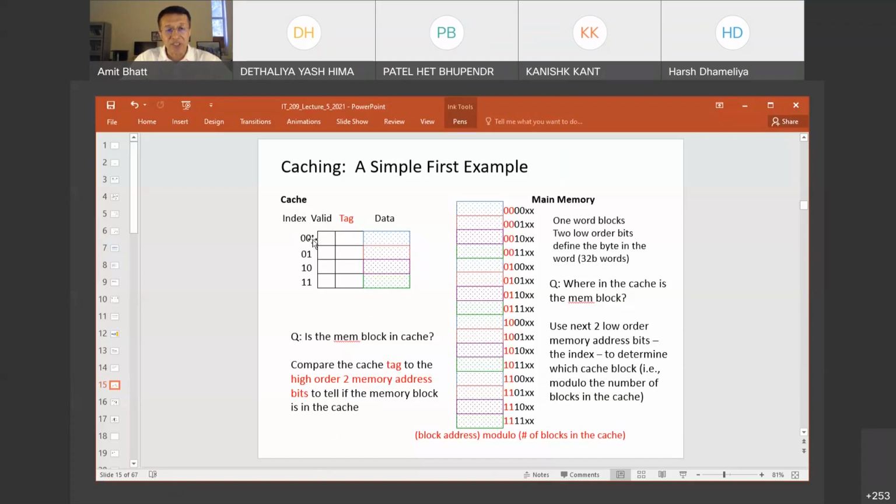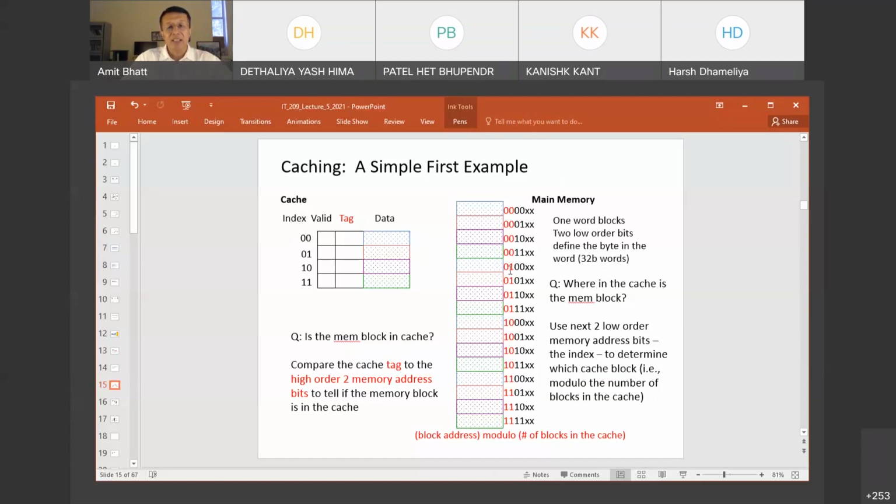After checking the index, it will have to check the tag. Only then will my processor be completely sure that it has got the right data or right instruction. Are you getting this? I hope you are understanding this, because this is very fundamental to understanding.